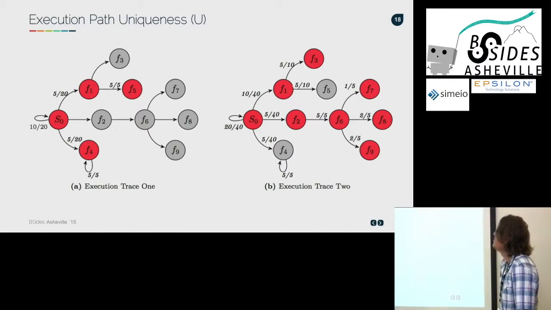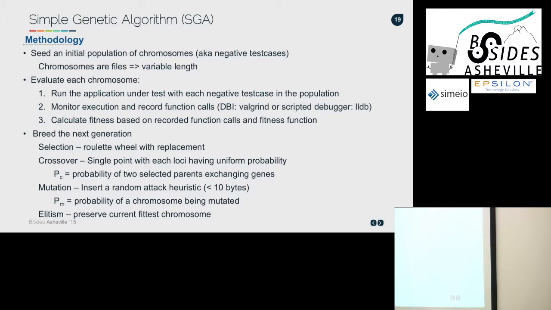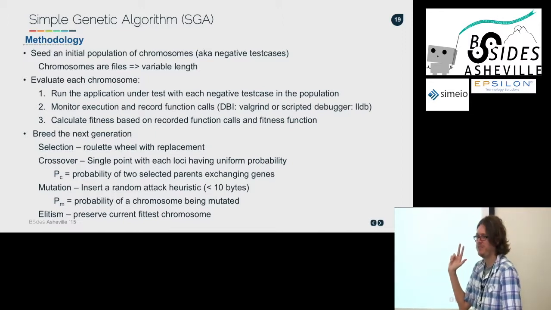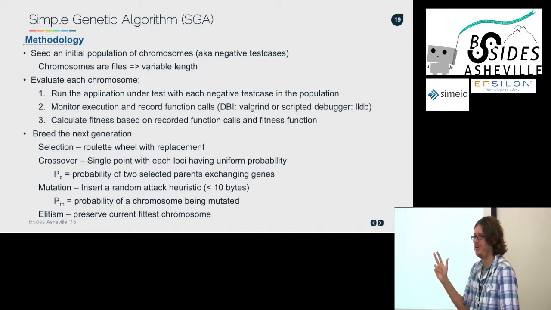Cool. So overview now, simple GA, what will we do here? Wall of text, seed initial population, our chromosomes are files, their variable length. That's important because I learned the hard way that they can crawl to infinity and take up all of your hard disk space.